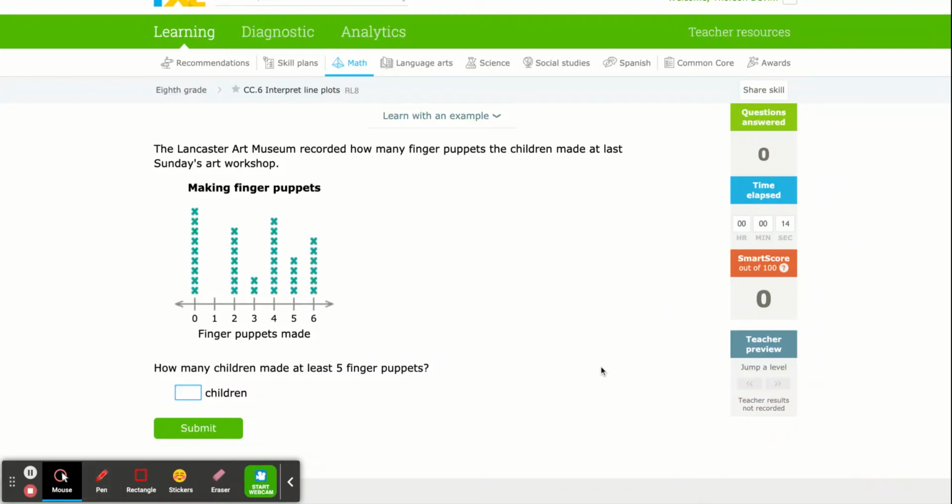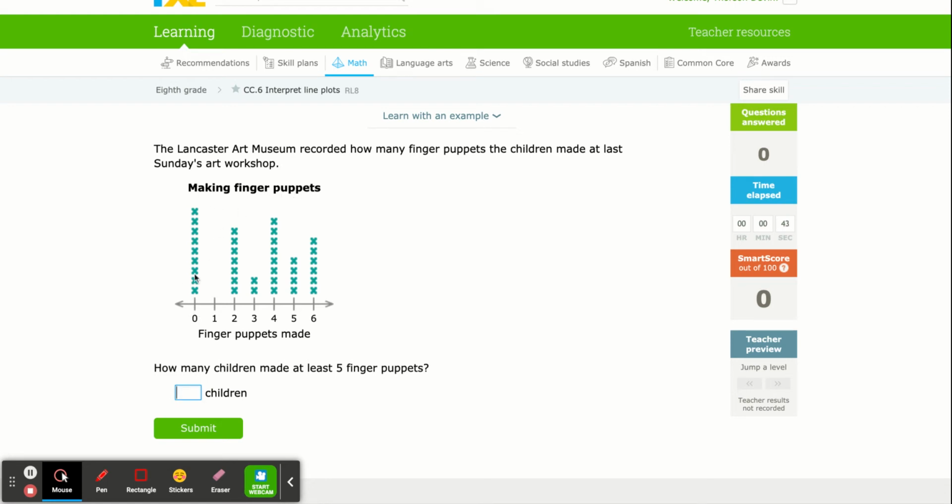Welcome. In this lesson, we're going to learn to interpret line plots, not line graphs. There's a difference. The last lesson was a line graph, which had a line that went inside a graph. Line plots basically are just a number line that has values underneath the tick marks, and then X's above it. Sometimes they're X's, sometimes they're dots, sometimes they're check marks, showing how many of the finger puppets were made that were zero.